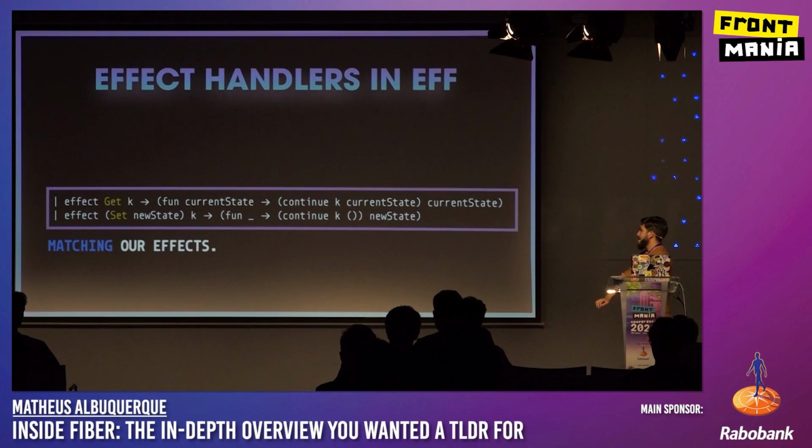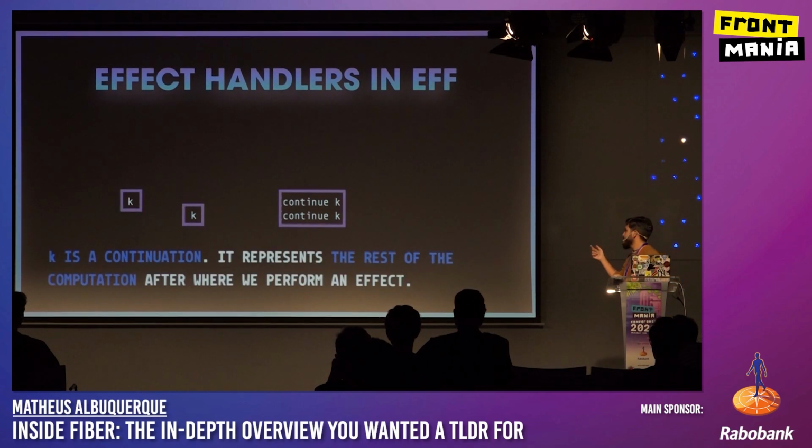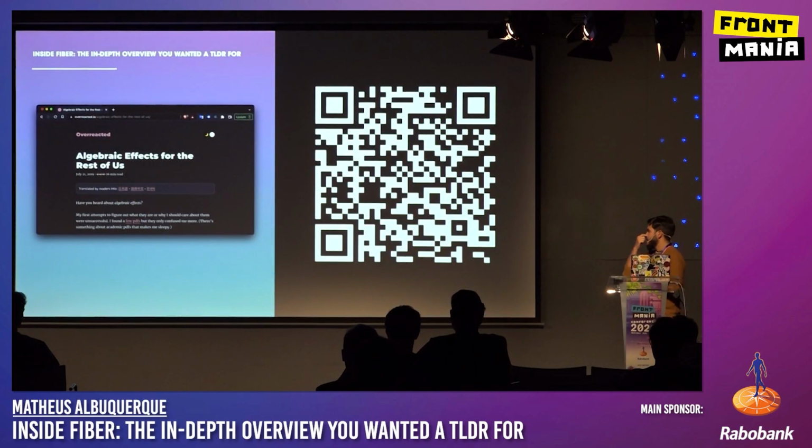And the other two cases are where we are handling our effects. You might find this K here weird. K here is what we call a continuation. It's basically the rest of the computation that runs after the effect we are performing. And I know this abstraction is really complicated to grasp at first. Thankfully, we have this post by Dan Abramov called Algebraic Effects for the Rest of Us.